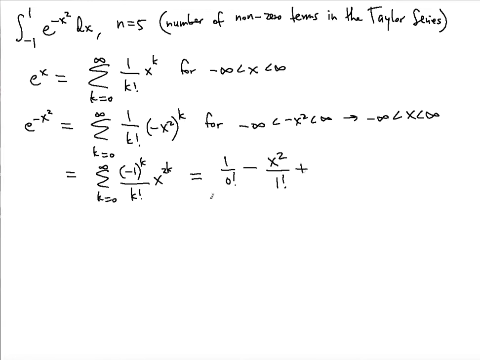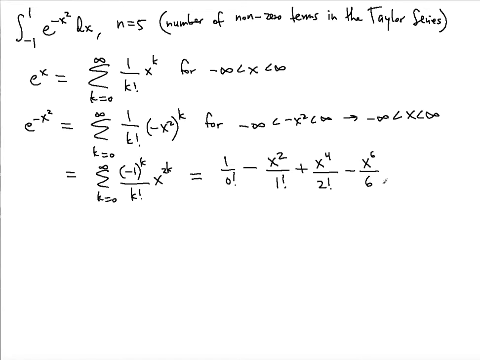Then plus, because the signs alternate, when k is equal to 2, we have x to the 4th over 2 factorial, right? The k value increases. Then minus, and why am I not stopping? I'm not stopping yet because we need 5 non-zero terms, right? 1, 2, 3. We only have 3 so far. I know it's going to be a crazy integral with lots of terms, but we have to keep going.